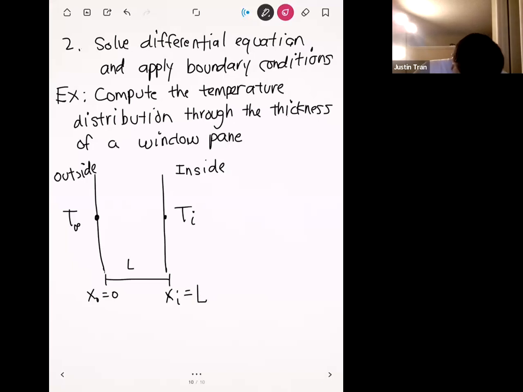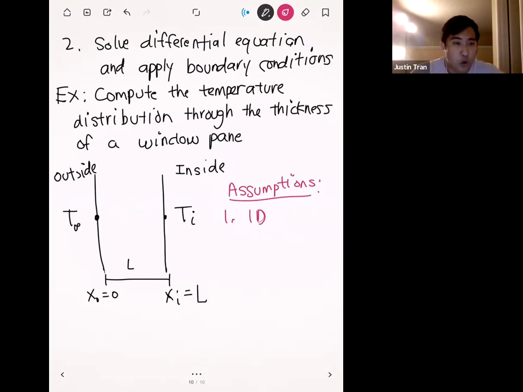All right. And so before we do that, we have some assumptions. We always have to list our assumptions. In this, the first assumption we're going to make is that the situation is one-dimensional. And so we're only going to look at the temperature distribution from the left to the right. And so we have a 1D case. Next, we're going to assume that our situation is steady state.